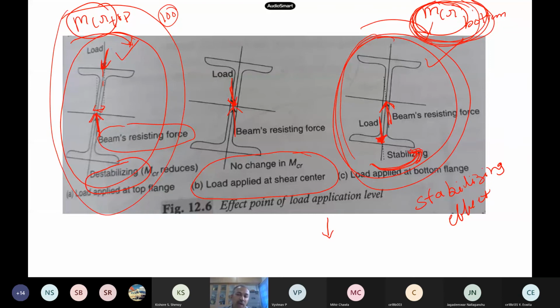Okay, so the bending moment required for lateral torsional buckling for this case will be higher than this case actually. Since you have applied the load, you are having an additional advantage. Of course, the lever arm will be small. Small extra resistance is coming into the picture, so the capacity will be higher basically.